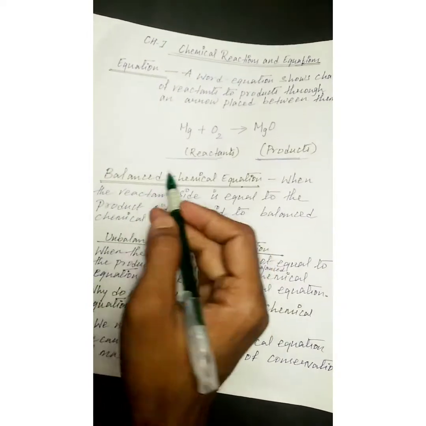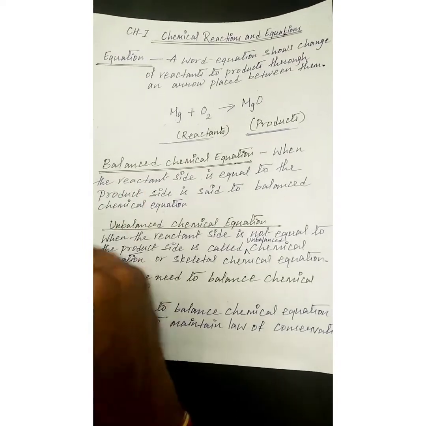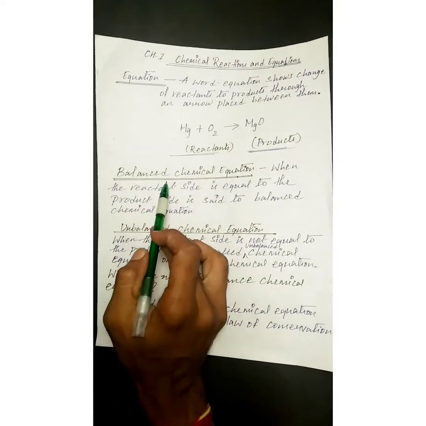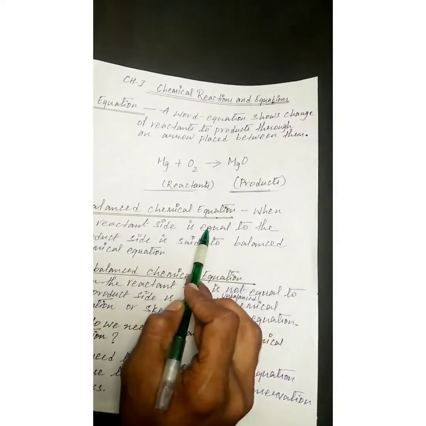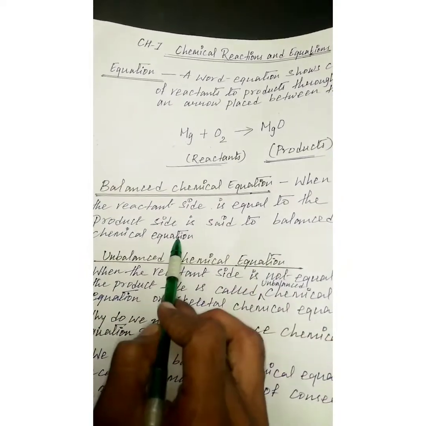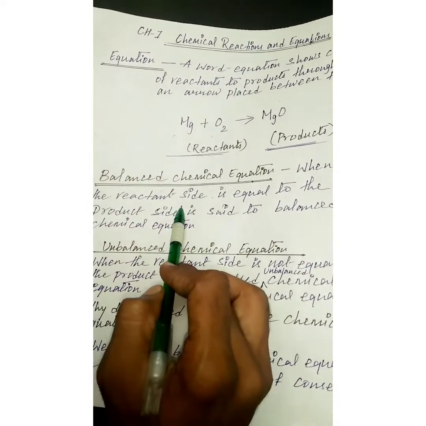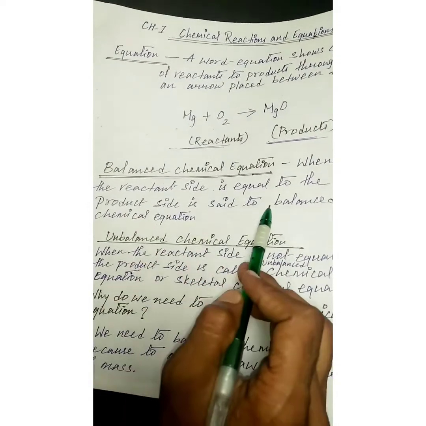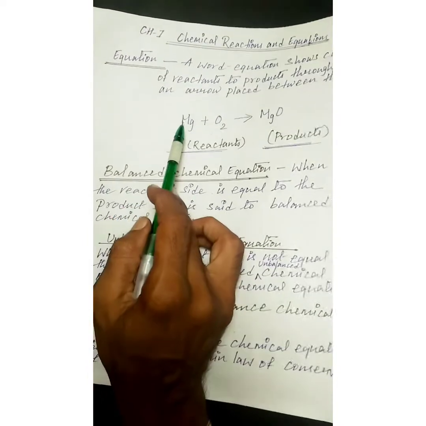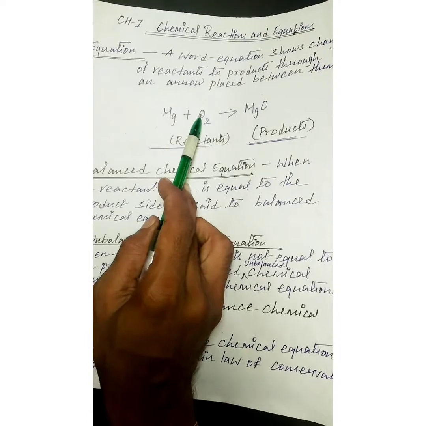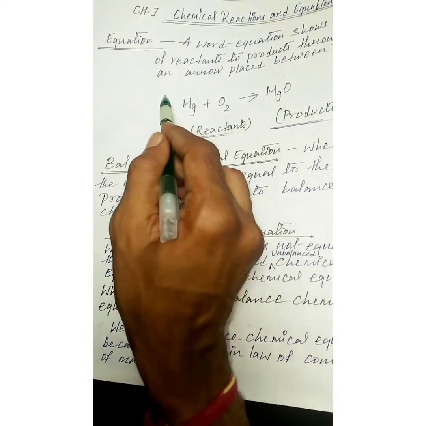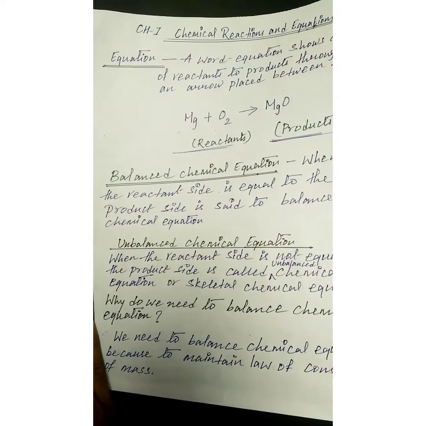Now we have to understand what a balanced chemical equation is and why we need to balance a chemical equation. First, what is a balanced chemical equation? When the reactant side is equal to the product side, it is said to be a balanced chemical equation.